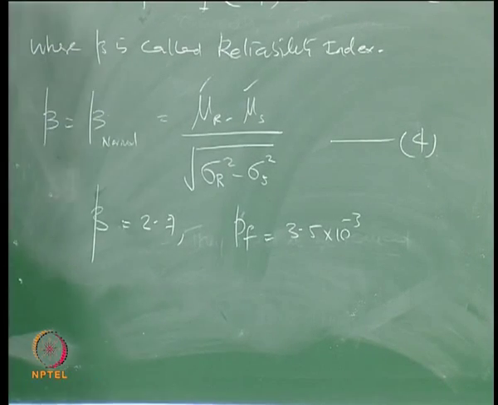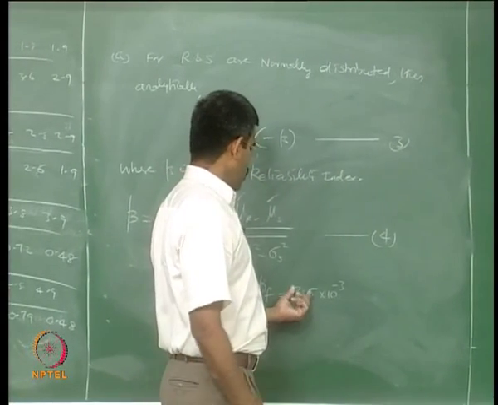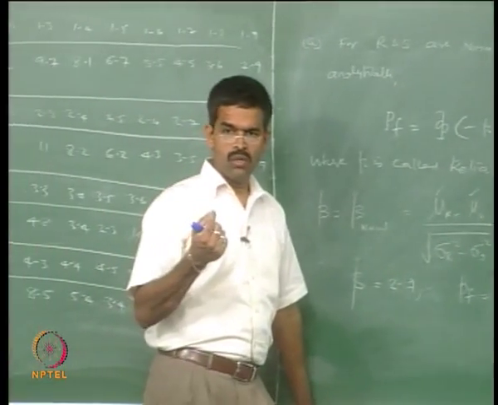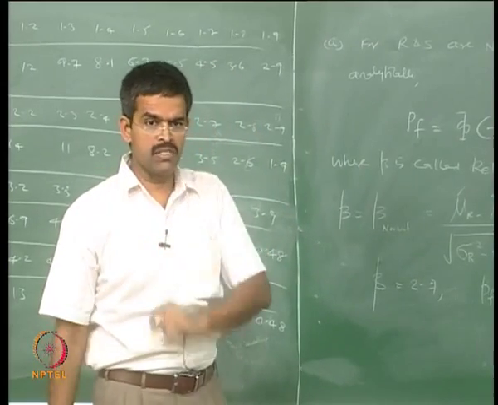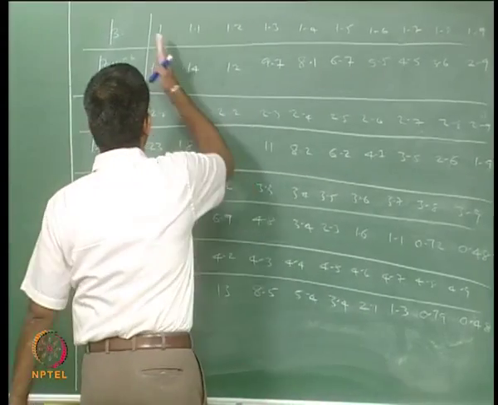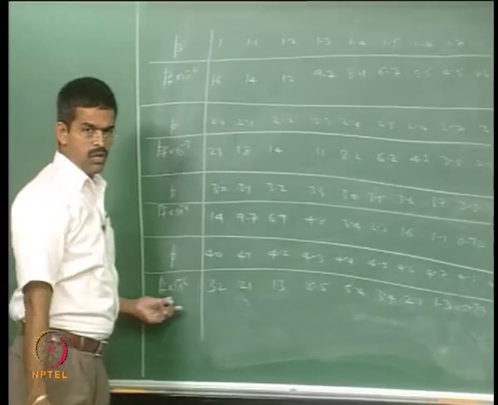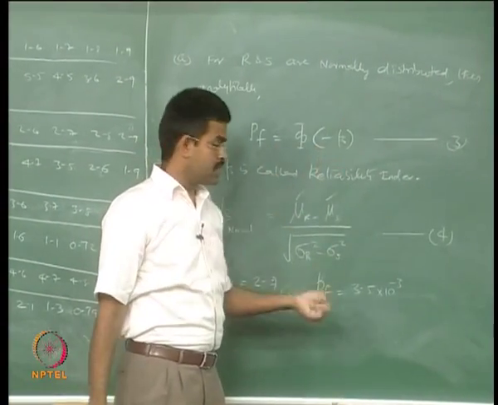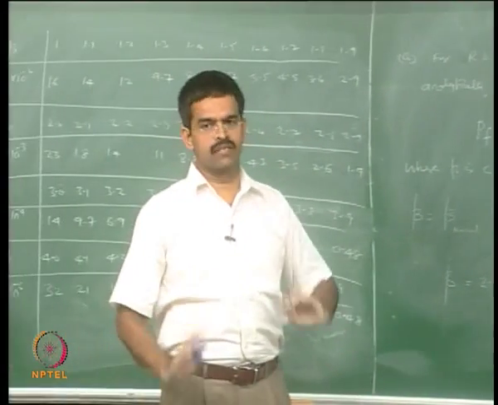So, the value is so low, 1 by 3.5 10 power 3. That is the amount of 1 in x which fails in the given system. Okay. So, reliability indices can be directly read for different levels of failure, and this can be computed if the variables r and s are normally distributed, which is a standard case.